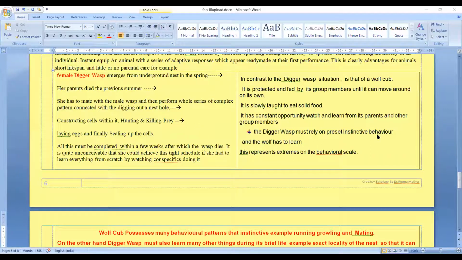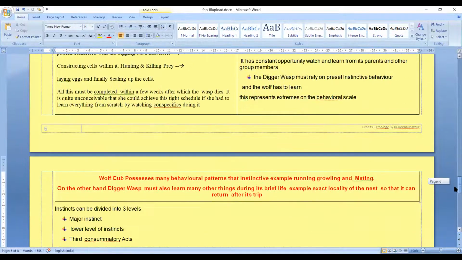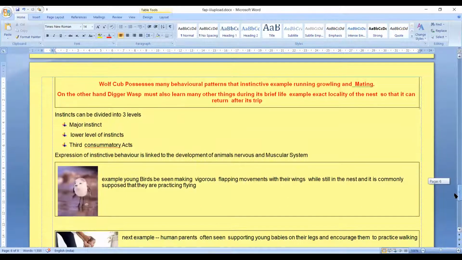So we saw both. The female digger wasp performed a specific set of actions even without having any previous experience. But we also saw the example of the wolf cub, where the mother is present for parental care.